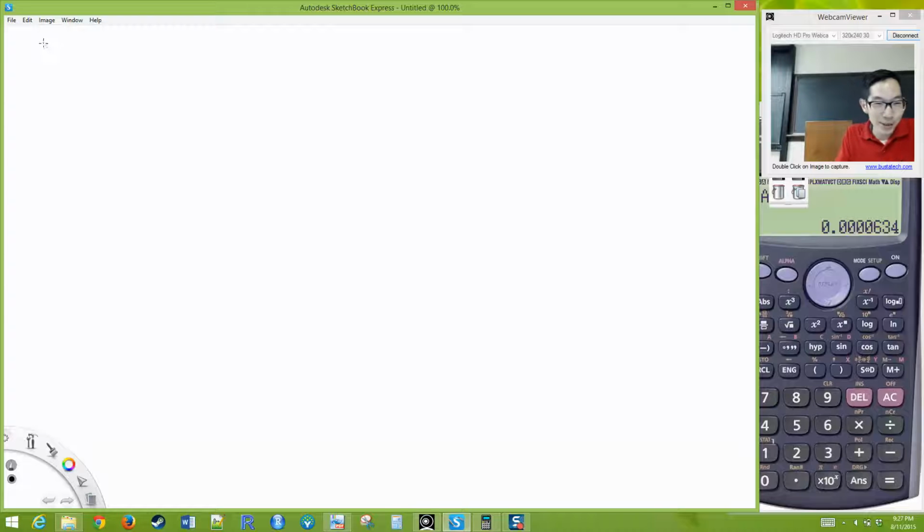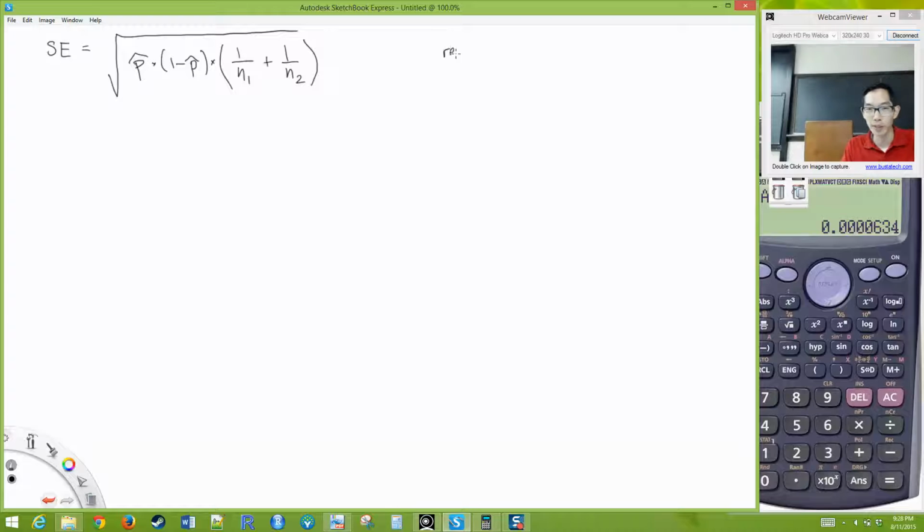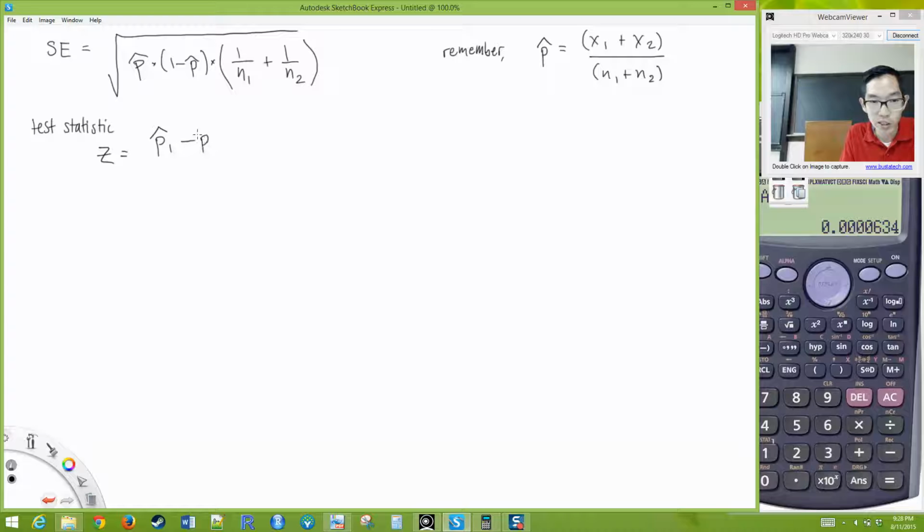All right, so we're gonna find the standard error and then the test statistic, and we get the area. The standard error is p hat times 1 minus p hat times the quantity 1 over n1 plus 1 over n2. Remember, this should already be in your notes, so you might not have to rewrite it. P hat is x1 plus x2 over n1 plus n2. Your test statistic, the z-score, is p hat 1 minus p hat 2 divided by the standard error.